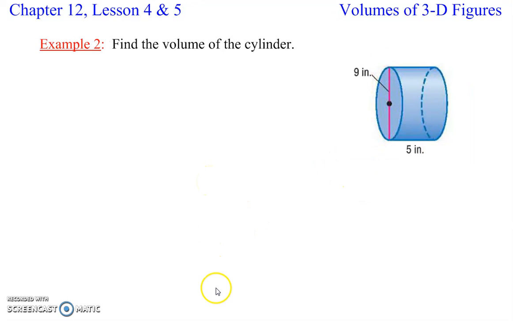Alright, here's a quick example for you. Here we have a diameter of 9, which means the radius is going to be 4.5, and a height of 5. So volume is pi r squared h, so 4.5 squared times 5, and there we go.